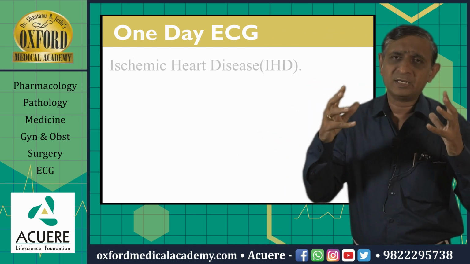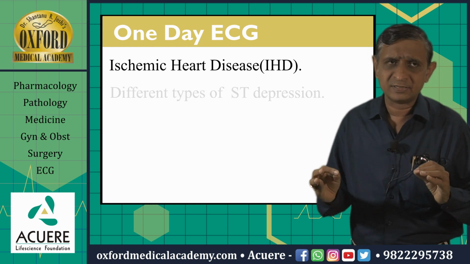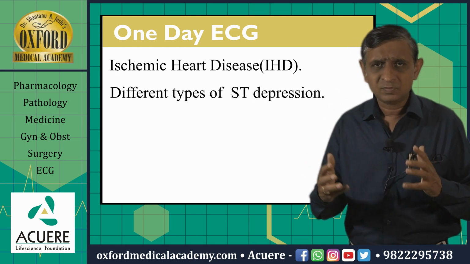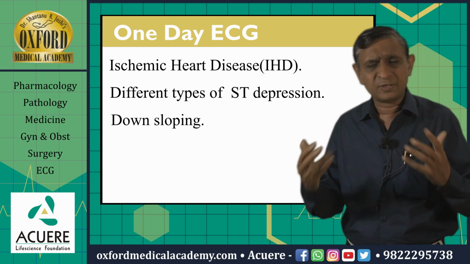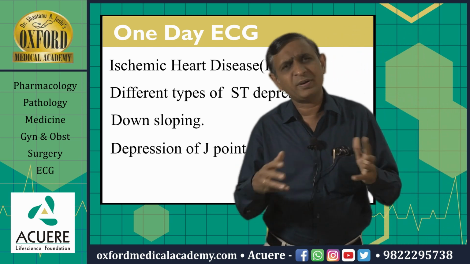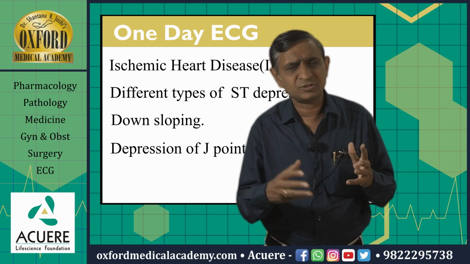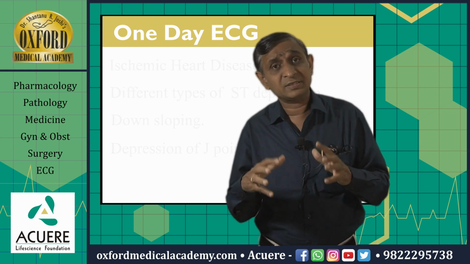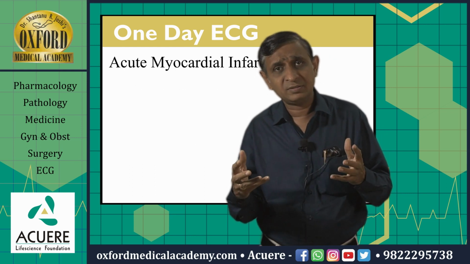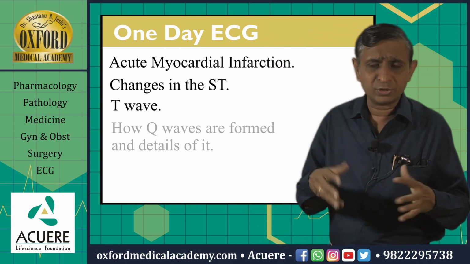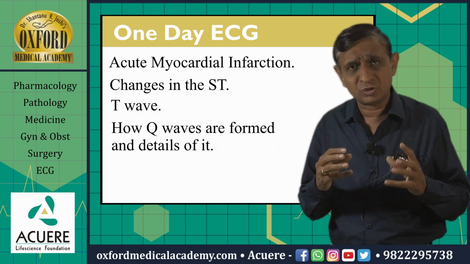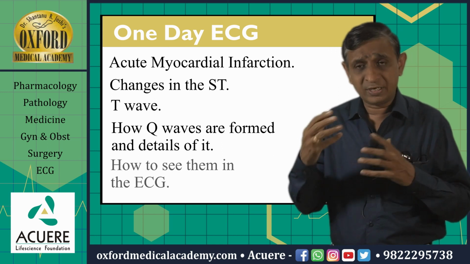Then we go with the details of IHD, ischemic heart disease, the different types, the different forms of ST depression, that is downsloping, depression of the J point, and so many things we discuss with IHD. Then we discuss acute myocardial infarction, what are the changes in the ST and T wave, how the Q waves are formed, what are the details of it, how to see it in the ECG.